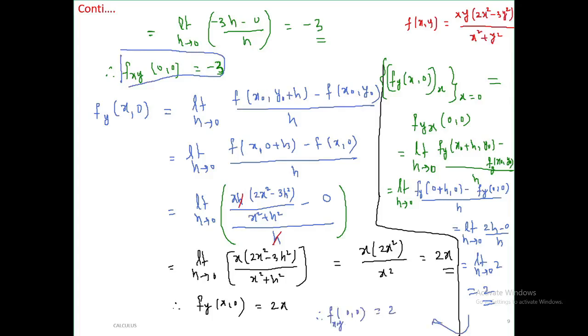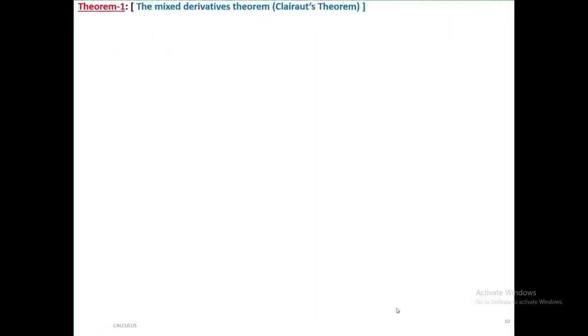So therefore fyx, right? Sorry, fyx. This is fyx, so fyx at origin is how much? 2. So therefore finally both are not equal. Which one? This one and this one, these two are not equal. Okay, hence proved. Next, continuation on theorem number 1, the mixed derivative theorem, that is Clairaut's theorem.